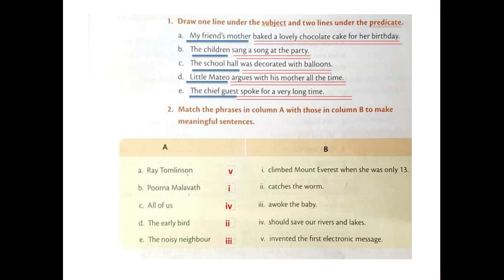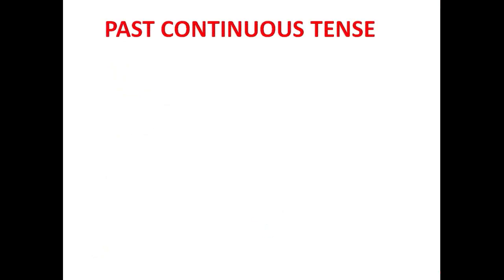Now this exercise, children, you are going to do in your books, and the ones who don't have books will do it in their rough copies. Now let's look at the next topic. Past continuous tense. This also you all have learnt in class 4. Still, I will take you through a quick recap.